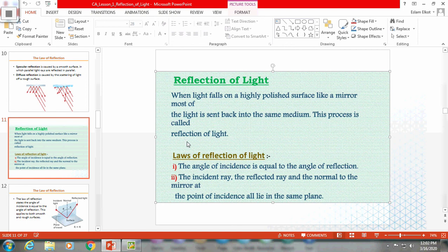Thank you. And in the next step, inshallah, we'll speak about what the law of reflection of light is and how we can calculate the angle of incidence.